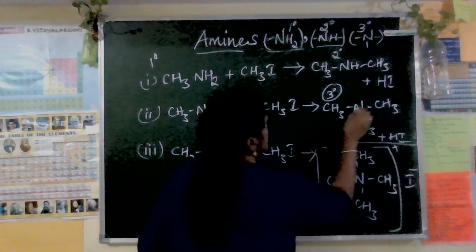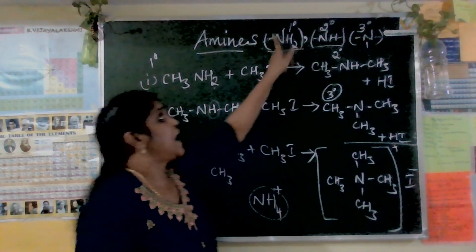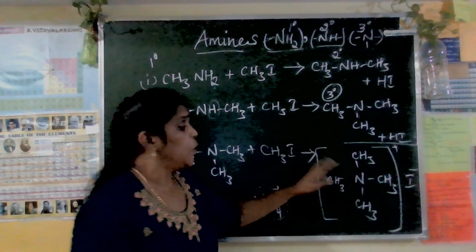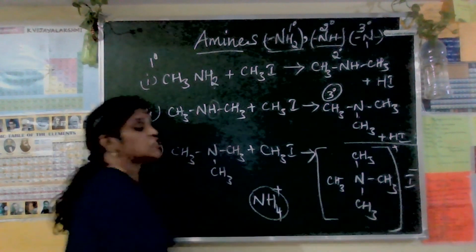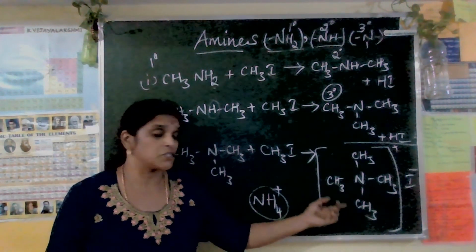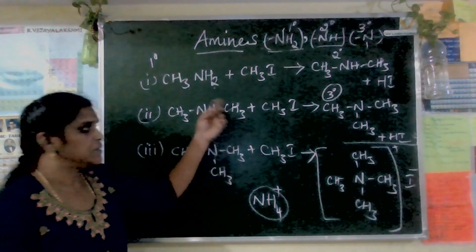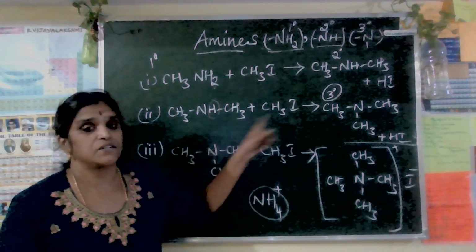This is tertiary amine. See, tertiary amine has only one nitrogen. Here secondary amine NH and primary amine NH2. Hope you're clear with it. And this is the salt of what? Tetramethyl ammonium salt of halide ion. Okay. Hope you're clear with this. Hope you understood those names and all.